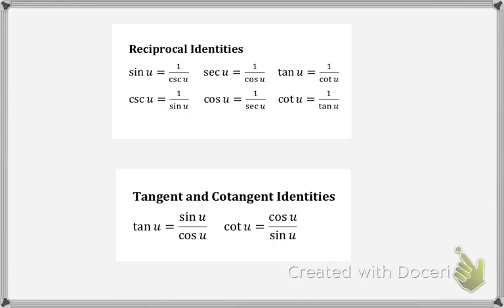And then your tangent and your cotangent go together. So the tangent of u is equal to 1 over the cotangent of u, and the cotangent of u is equal to 1 over the tangent of u.